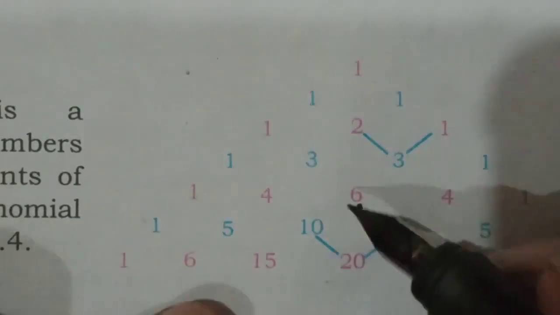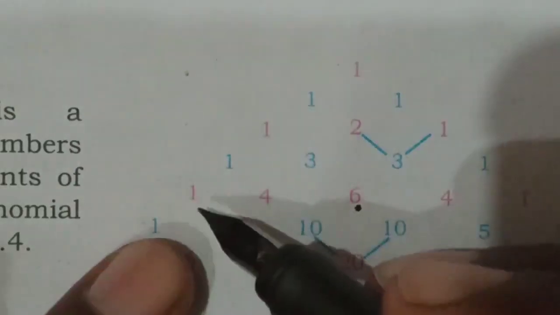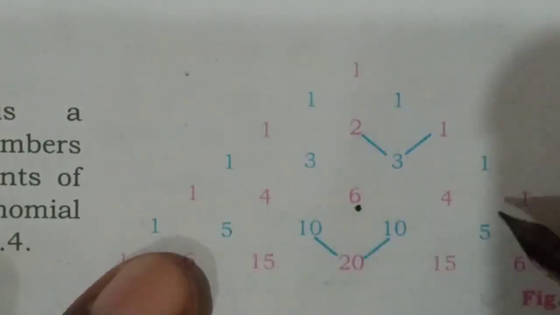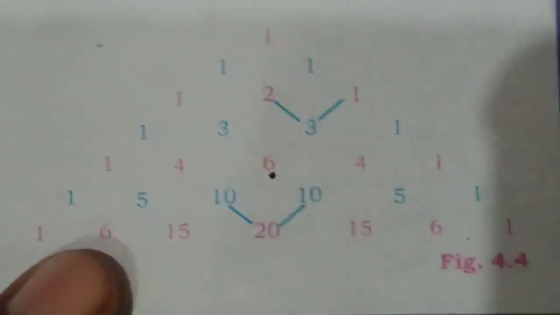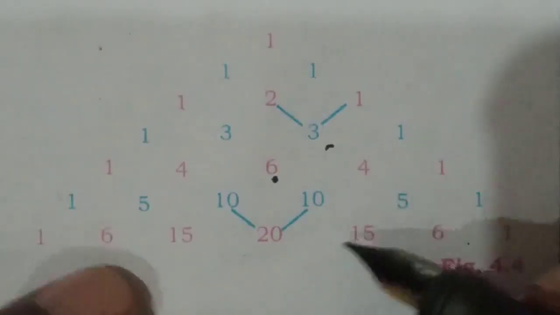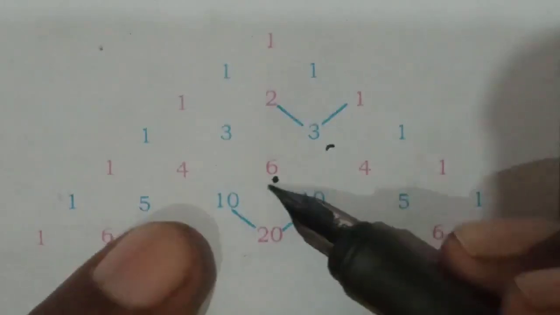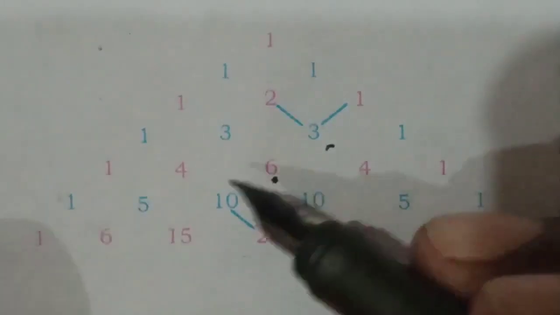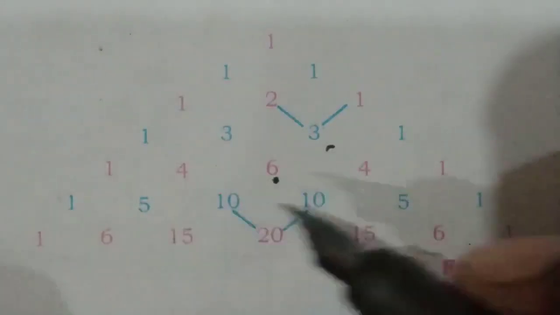Three and 3 will give you 6, and again 3 plus 1 gives you 4. Again at the end is 1. Now add it: 3 plus 1 will be 4, and it will continue. Like you can see that 6 plus 4 will be 10, 6 plus 4 will be again 10, and then 4 plus 1 is 5, and so on.